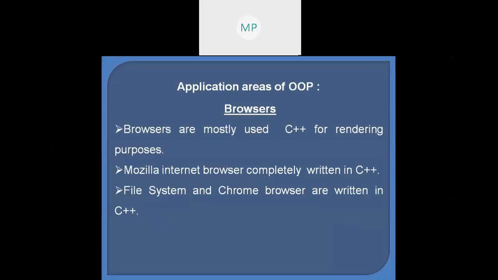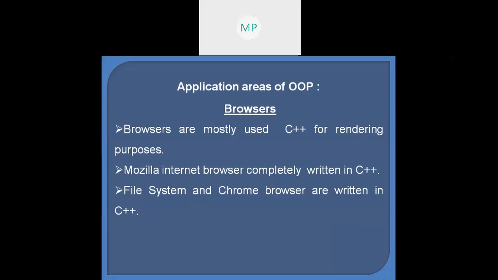Now we are talking about the browser. What is the use of a browser? Browsers are used to get pages, or to get information from the server, and that is displayed to the client. Whatever information is collected from the server is displayed on the client machine. Many web browsers, Mozilla, Internet Explorer and others, are developed in C++, basically for rendering purposes. The C++ code is used for rendering in web browsers.